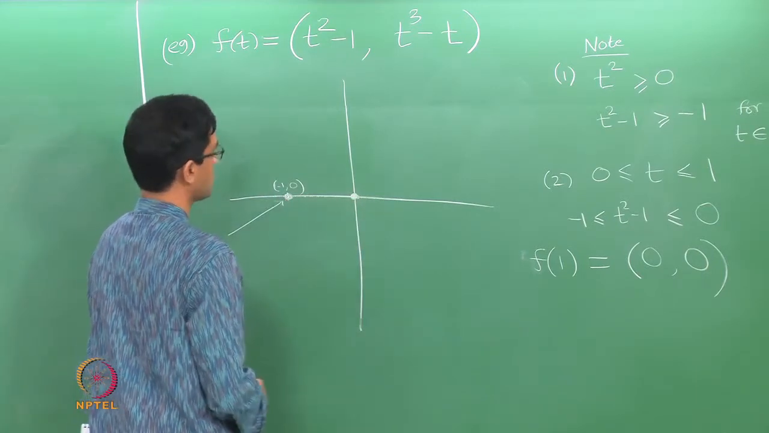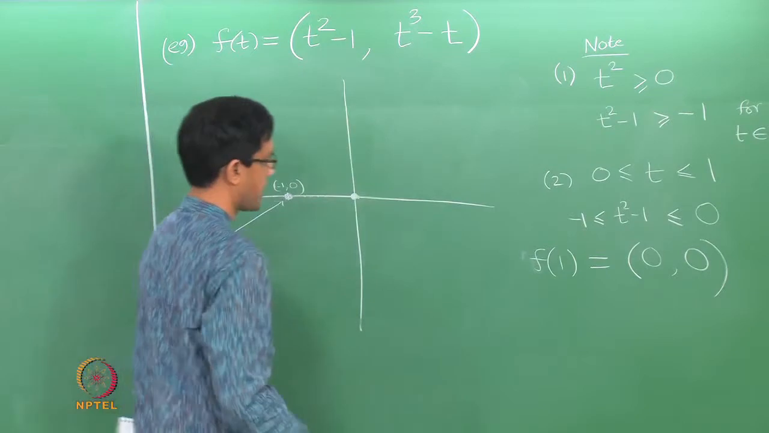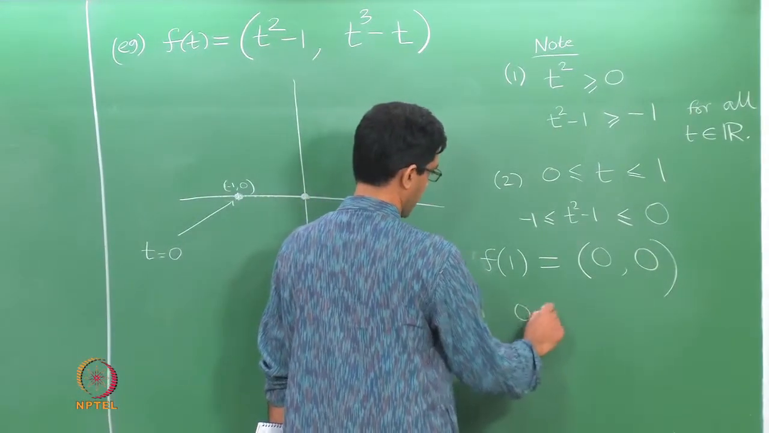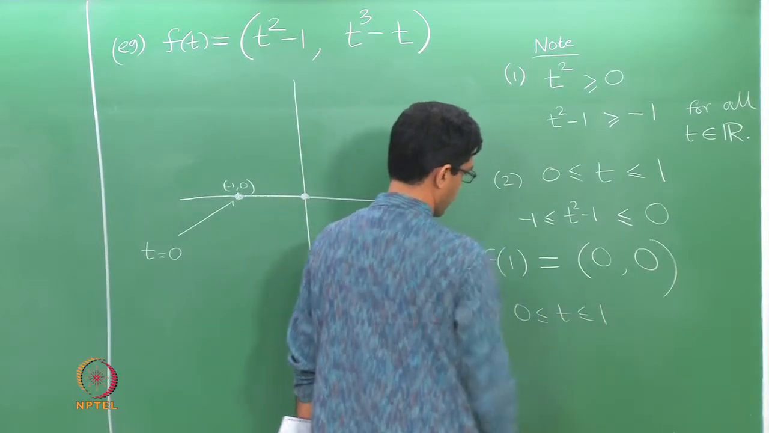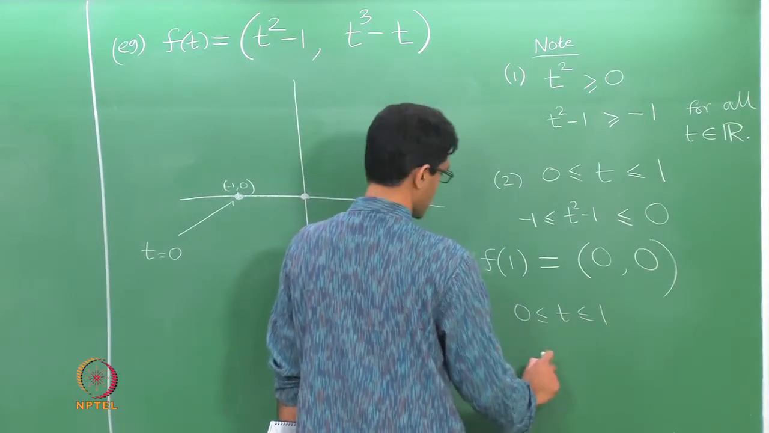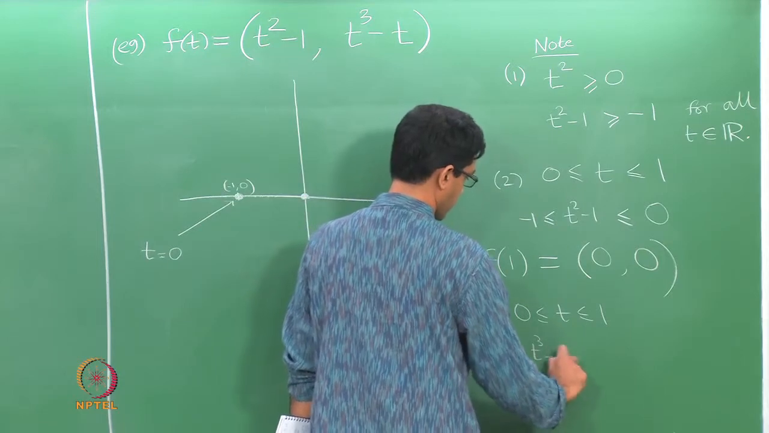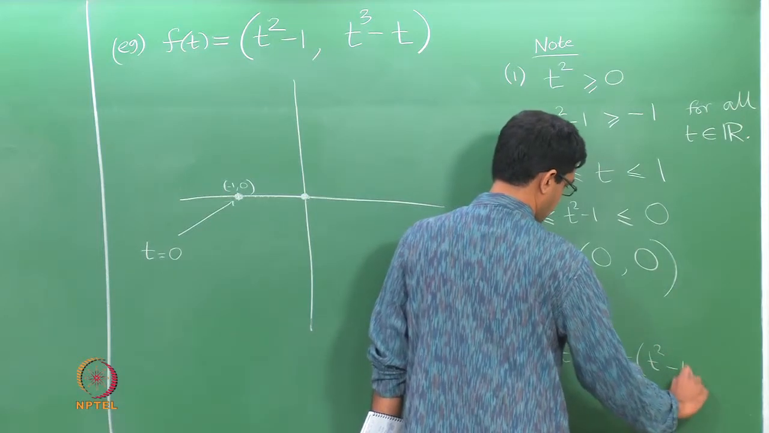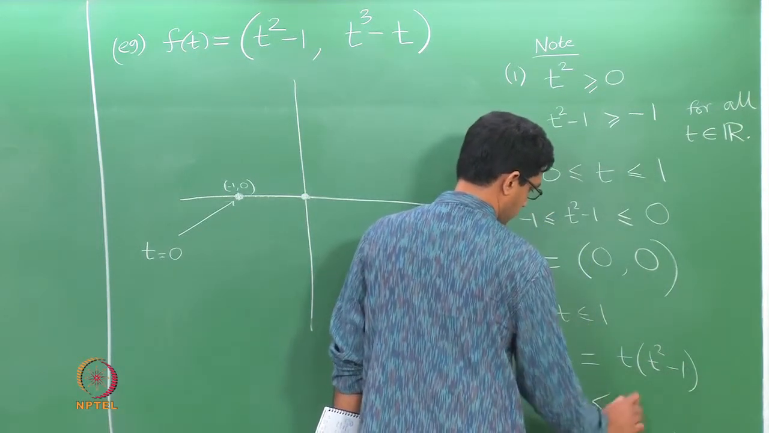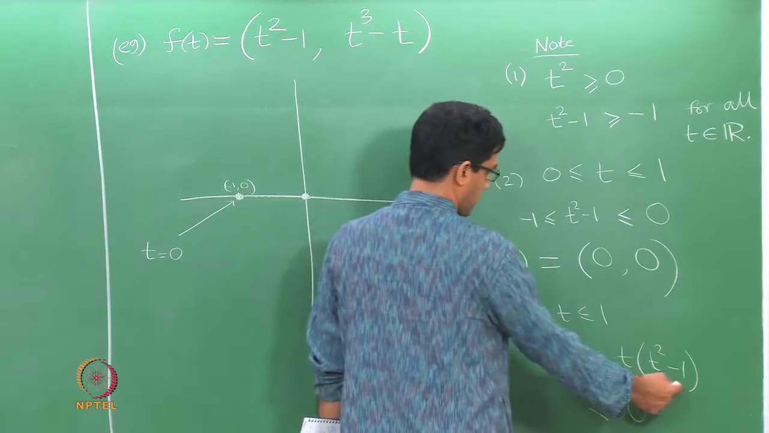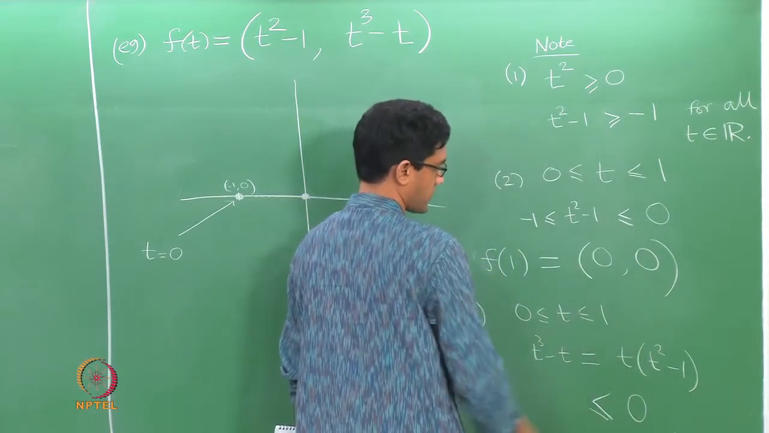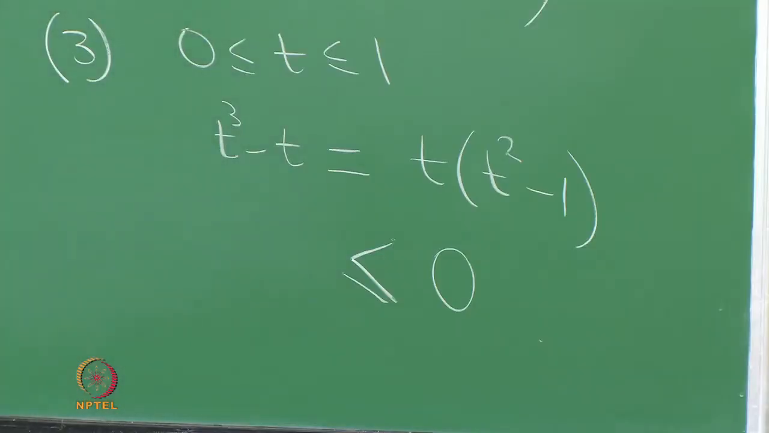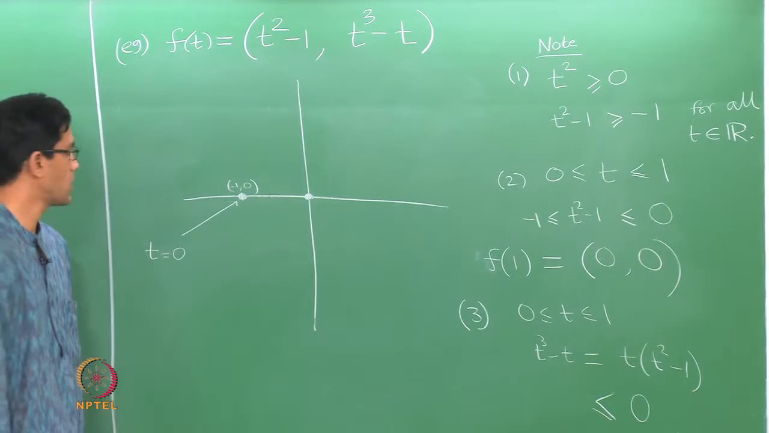Okay. And what do we know about the y coordinate in this range? So if I take t from 0 to 1, let us look at the y coordinate. It is t cubed minus t, which is, well, it is t times t squared minus 1. So in fact this is negative, because t squared minus 1, as we just said, the x coordinate, is negative, and you are multiplying it by a positive quantity which is t. So t cubed minus t is negative when t goes from 0 to 1.